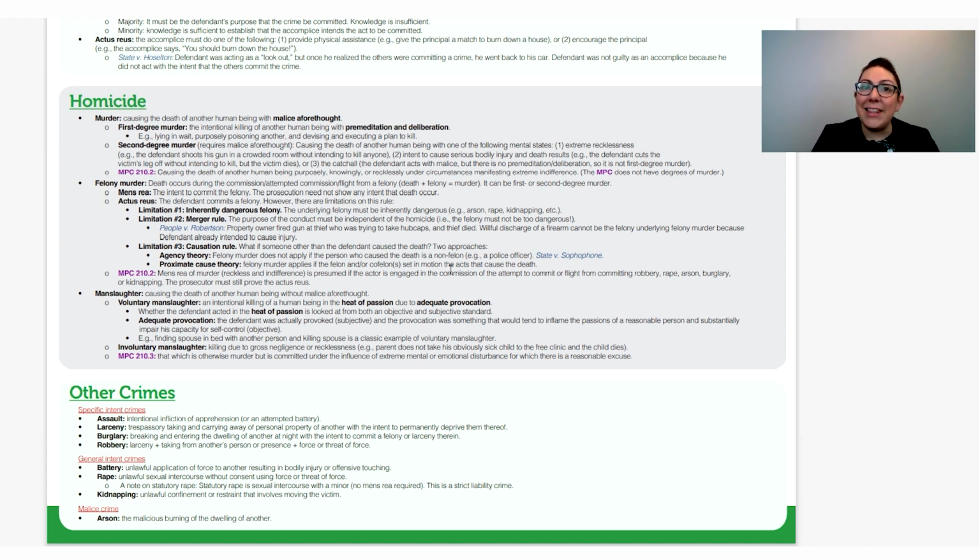So under an agency theory, the bank robber would not be guilty of felony murder, but under a proximate cause theory, the bank robber would be guilty of felony murder. Under the Model Penal Code for felony murder, they simply say that committing the felony that results in the death of another person simply gives a presumption that the mens rea for murder is satisfied. So they don't really see it as its own offense. It just makes it a little bit easier for the prosecutor to prove murder under the Model Penal Code.